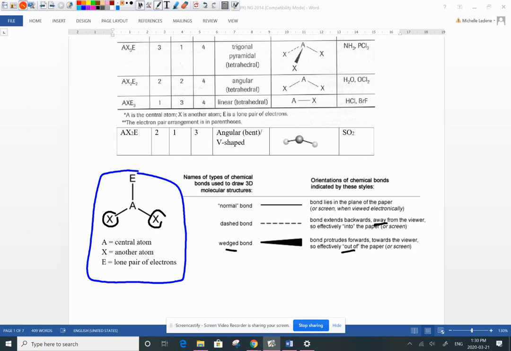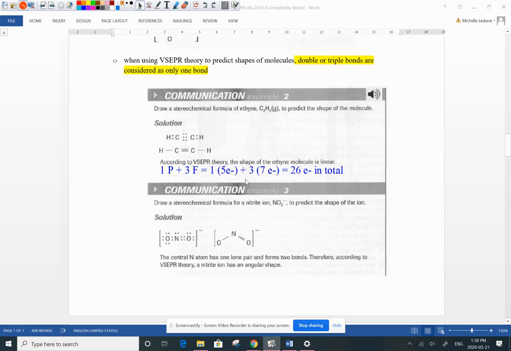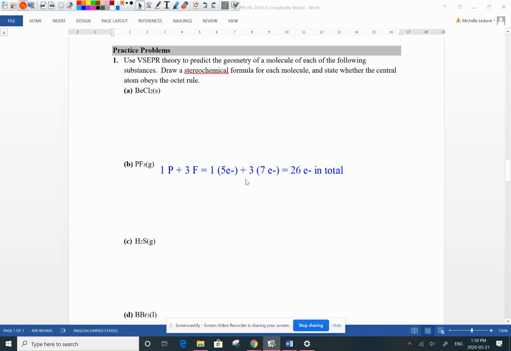So we're going to take a look at an actual example from our notes guide here. And we're going to the next page on to PF3. So one phosphorus in this, three fluorines. Every phosphorus, group 15, is going to have 5 electrons in its valence shell. Every fluorine atom is going to have 7 electrons. So the total number of electrons that we're looking at in our diagram is 26 electrons.